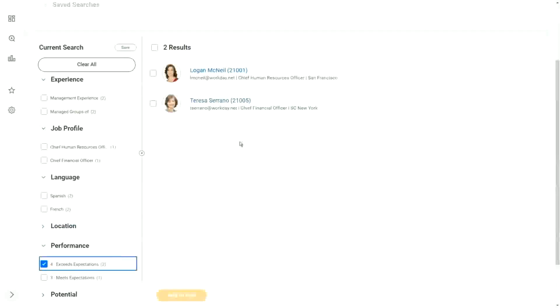So let's look at exceeds expectations. So we have, oh my god, two of our favorites, right? Logan McLean and Teresa Serrano. So they have exceeded expectations. So you can select two and you can add them to a talent pool.